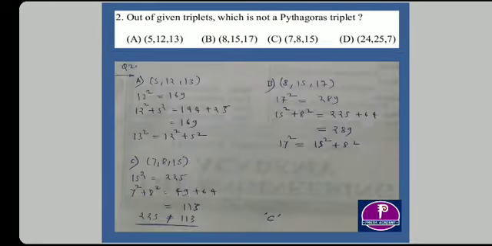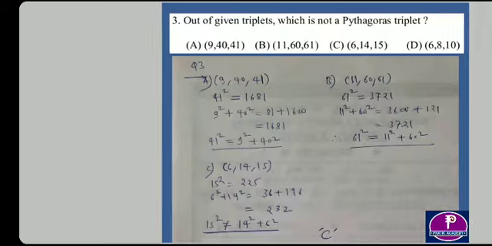Okay. Then second question, out of given triplets, which is not a Pythagoras triplet. So in the previous problem we had to find out the Pythagoras triplet, and in this problem we have to find out the triplet which is not a Pythagoras triplet. So follow the same procedure by going with options. Then we will find that in option C, 15 square is not coming equal to 7 square plus 8 square. So C is not a Pythagoras triplet.